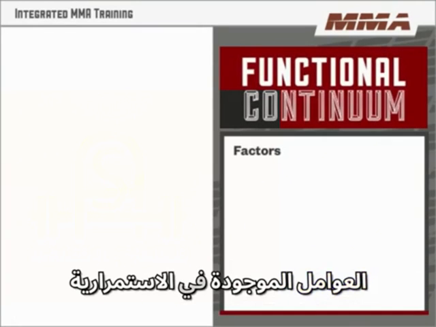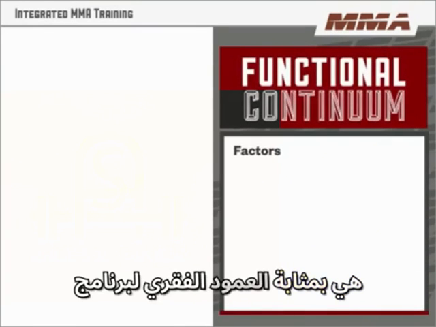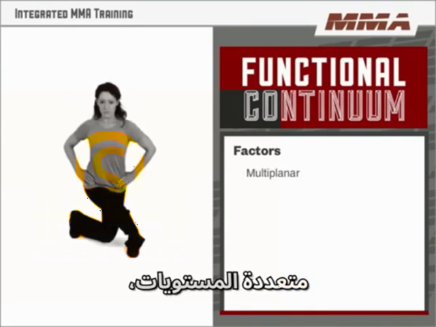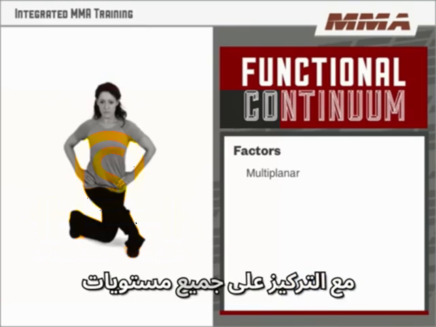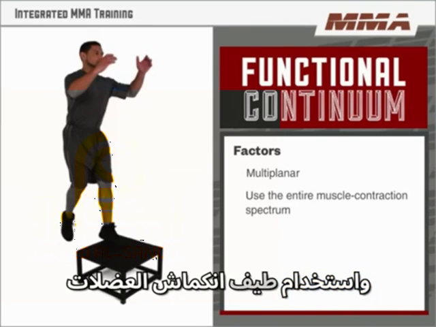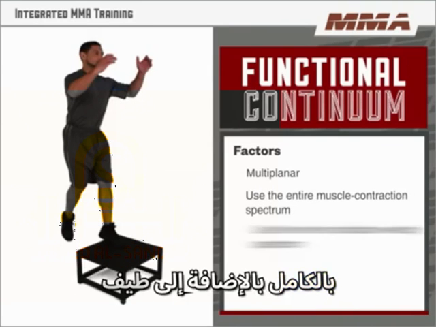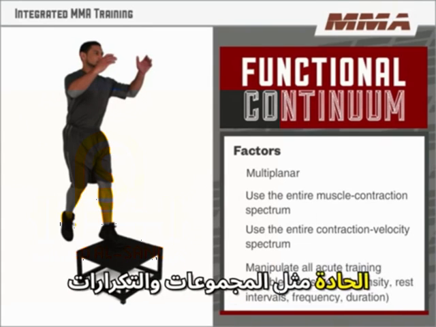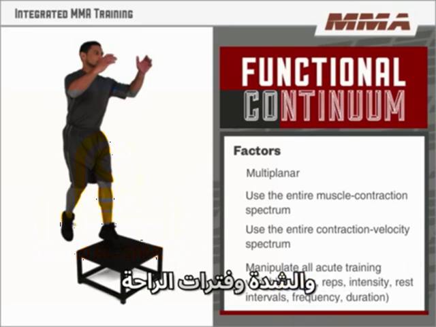The factors in the functional continuum serve as the backbone of the training camp program. They use exercises that are multiplanar, emphasizing all three planes of motion, use the entire muscle contraction spectrum as well as the entire contraction velocity spectrum, and manipulate all acute training variables, such as sets, repetitions, intensity, rest intervals, frequency, and duration.